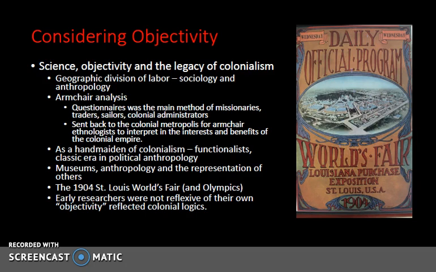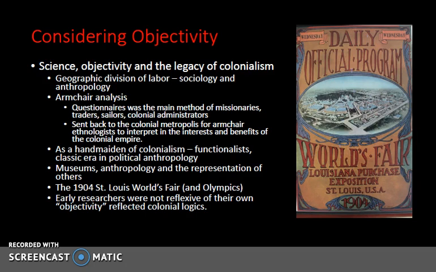This was used by missionaries, traders, sailors, and colonial administrators who would basically give these surveys out. It was then sent back to the metropolitan areas, the colonial metropoles, and it was brought together for analysis by these armchair ethnologists who essentially interpreted the results. And of course, these results were interpreted in service to the state as a whole.